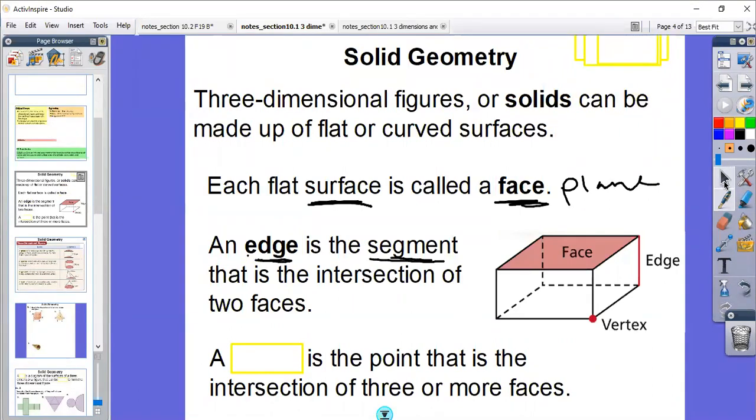Then we have vertices. So a vertex, that is going to be those corners. It's going to be a point. That's going to be the intersection of three or more faces.